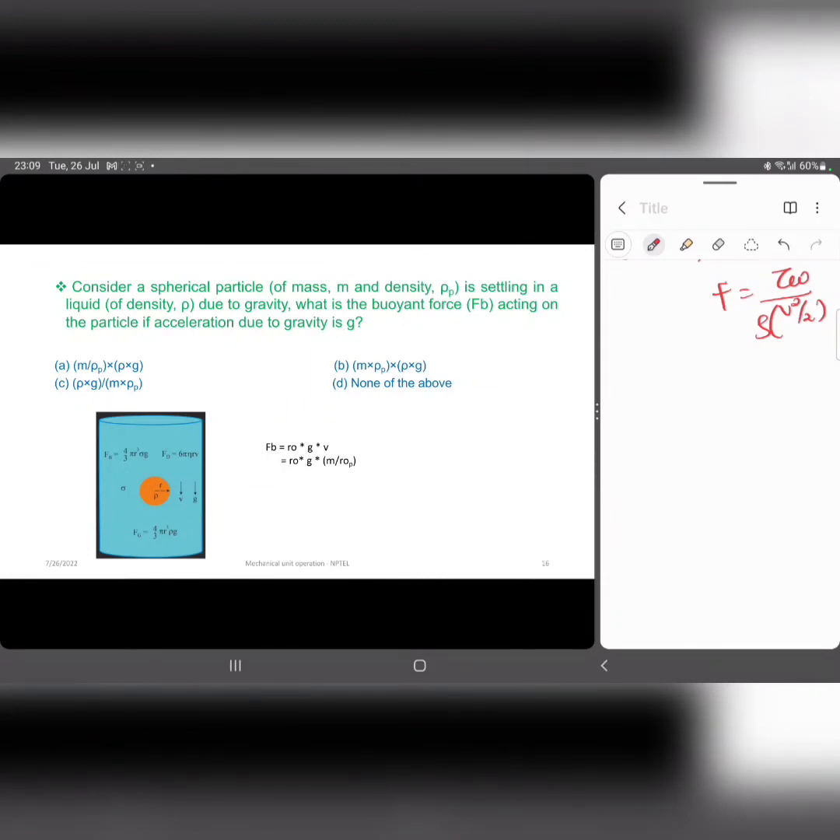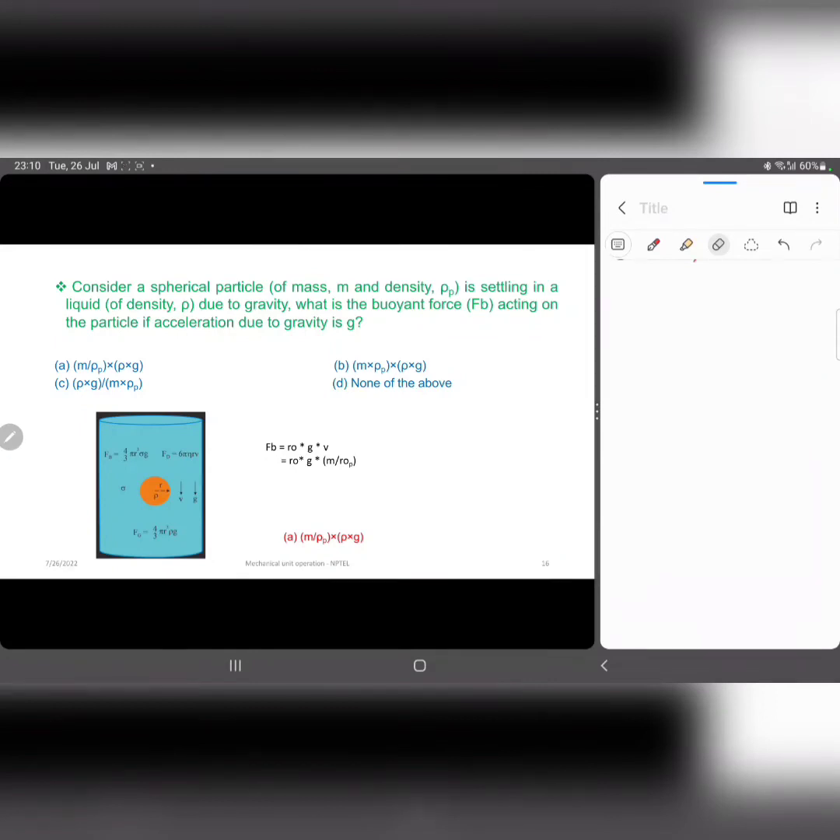So how can we put the volume? Here we don't know the value of the volume, but as we know that density is equal to mass by volume, we can use volume is equal to mass by density. So here I put it m by rho P. This is actually available in the answers. Answer A is m by rho P into rho into g. This is the answer for this equation. So this is very easy.